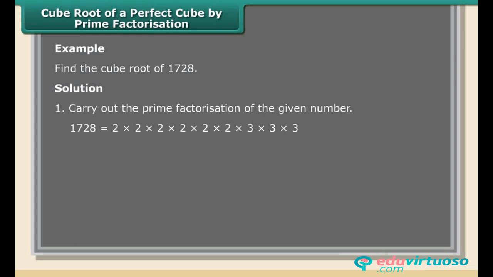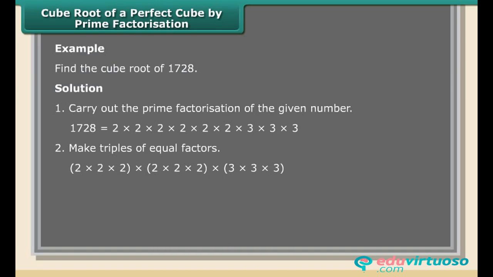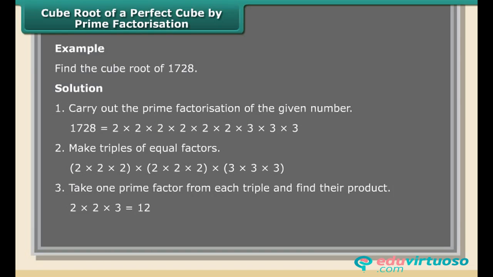1728 is equal to 2 into 2 into 2 into 2 into 2 into 2 into 3 into 3 into 3. Make triples of equal factors. 2 into 2 into 2, into 2 into 2 into 2, into 3 into 3 into 3. Take one prime factor from each triple and find their product. 2 into 2 into 3 is equal to 12. 12 is the required cube root, that is, cube root 1728 is equal to 12.